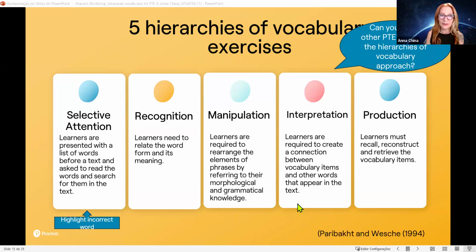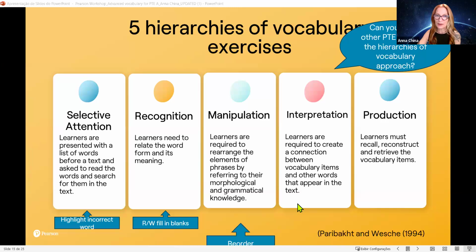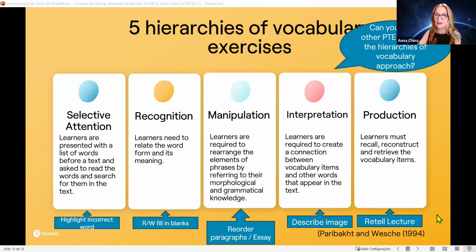Now, selective attention. Let's think now of the PTE tasks. And now we're going to dig in. Selective attention can be highlight incorrect word, right? So that's one way. Fill in the blanks, of course. Reorder paragraphs and essay. This is part of manipulation. Interpreting, describe image. And then retell lecture for production. But there are 20 tasks in PTE, right?